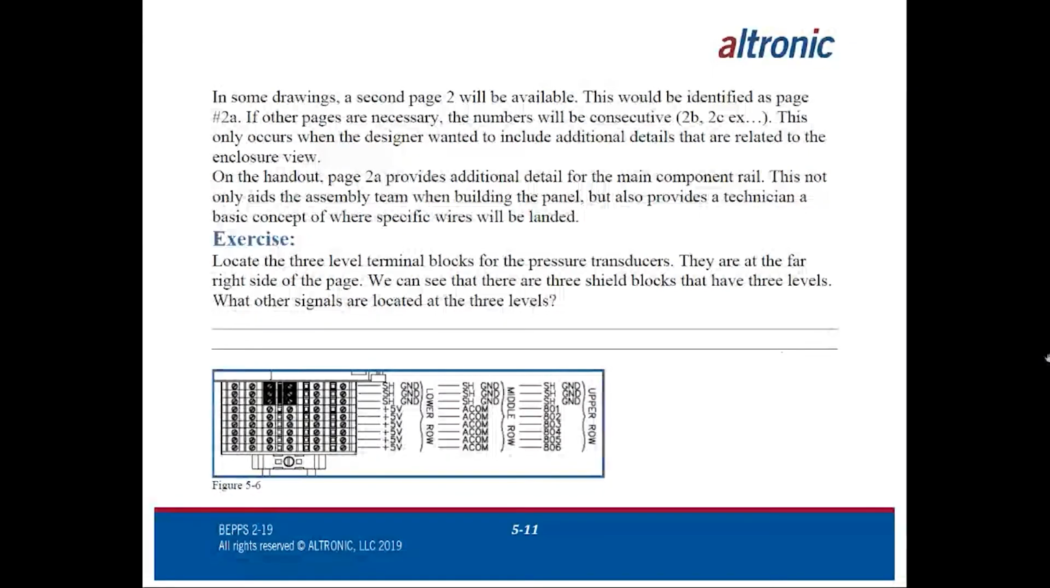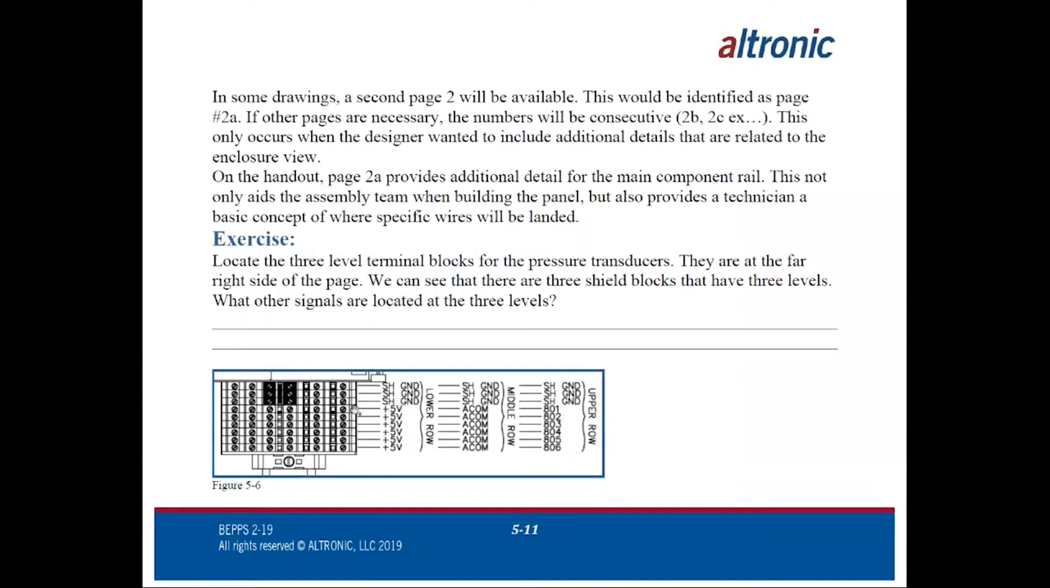So in some of the drawings, a second page will be available. This would be identified as page 2A or another page 2. That will show, again, more DIN-rail detail. If other pages are necessary, the numbers will be consecutive, 2B, 2C, etc. This only occurs when the designer wanted to include additional details related to the enclosure view or higher resolution views of the DIN-rail detail, how things are laid out on the DIN rails. You're not going to see this on every panel. Again, this mainly refers to if the panel is a mass-produced design.